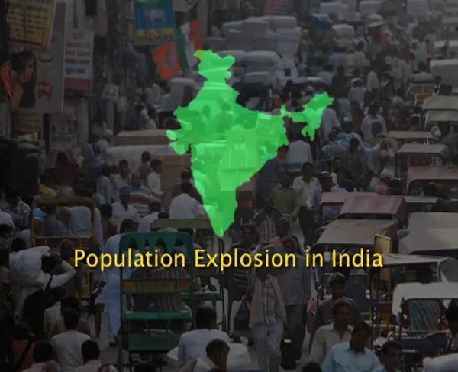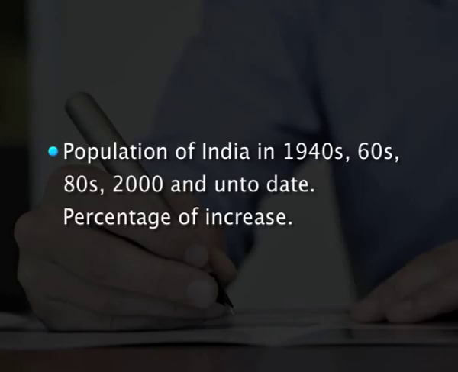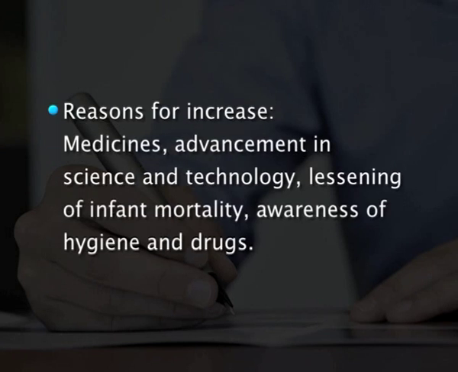Guidelines to be followed to write an essay. For example, you have selected the topic Population Explosion in India. Once you have selected the topic, now note down all the points to be covered in the essay. Then arrange them in the logical order as follows. The first point, population of India in 1940s, 60s, 80s and up to date. Percentage of increase. Second point, reasons for increase.